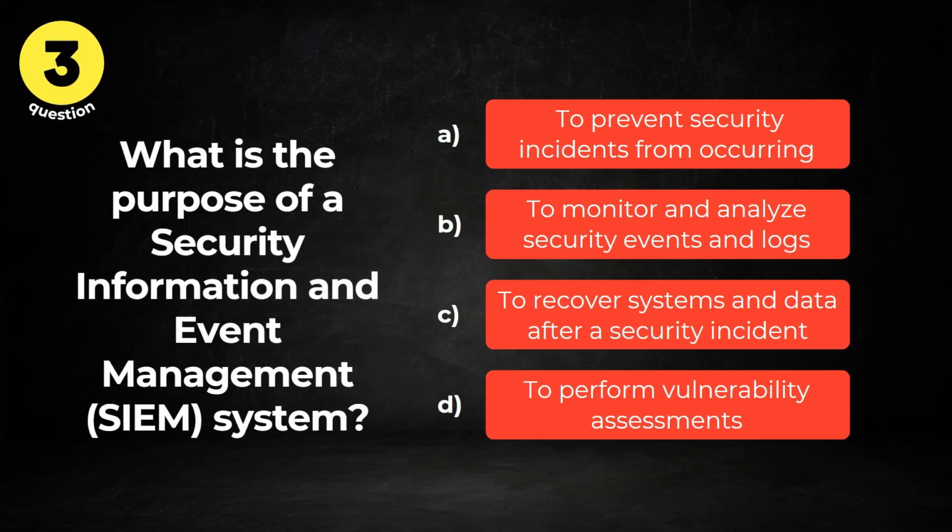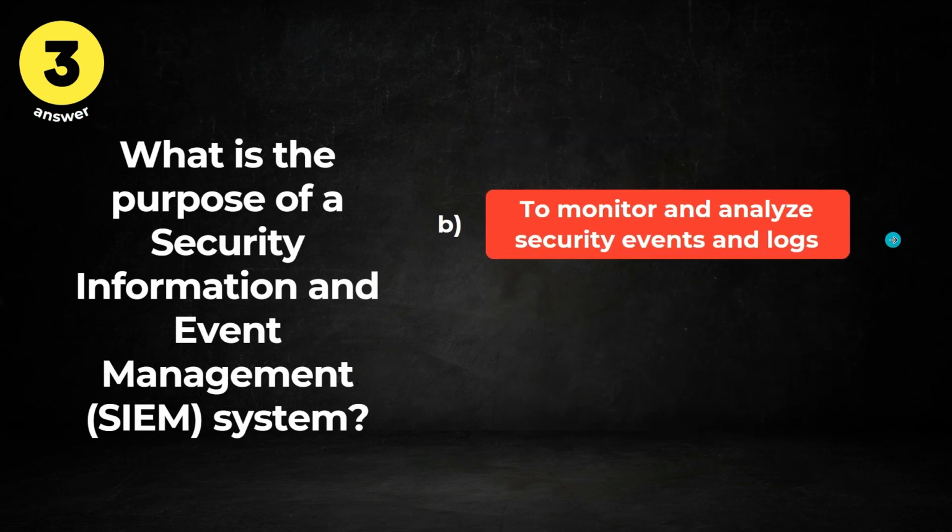What is the purpose of a Security Information and Event Management System, or a SIEM? A, to prevent security incidents from occurring. B, to monitor and analyze security events and logs. C, to recover systems and data after security incidents. And D, to perform vulnerability assessments. If you work in a SOC or any security analyst position, you might use a SIEM as one of your tools. Answer is B, to monitor and analyze security events and logs. Okay, let's move on.